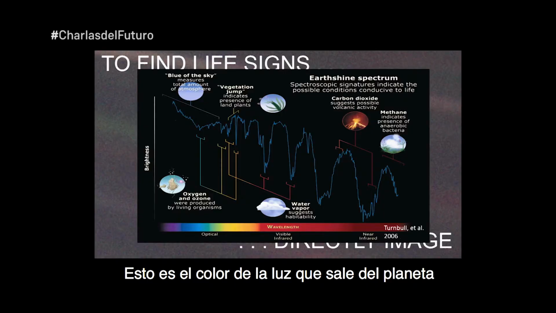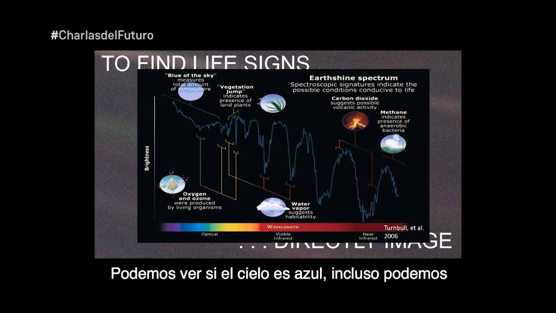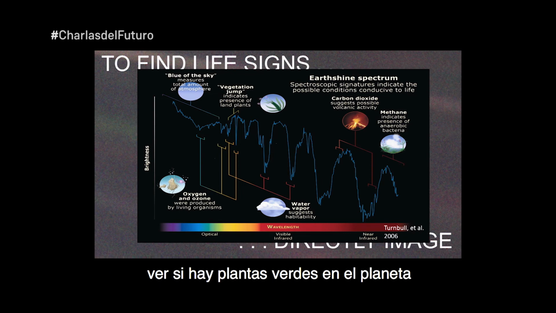This is looking at the color of the light coming off the planet. And by looking at where there are these characteristic dips in that curve, we can tell whether there's oxygen on the planet, ozone, water, methane, carbon dioxide. We can see if the sky is blue. We can even see potentially if there are green plants on the planet doing photosynthesis. So by getting light from the planet, we can learn an enormous amount and hopefully figure out whether there might be life actually on that planet.